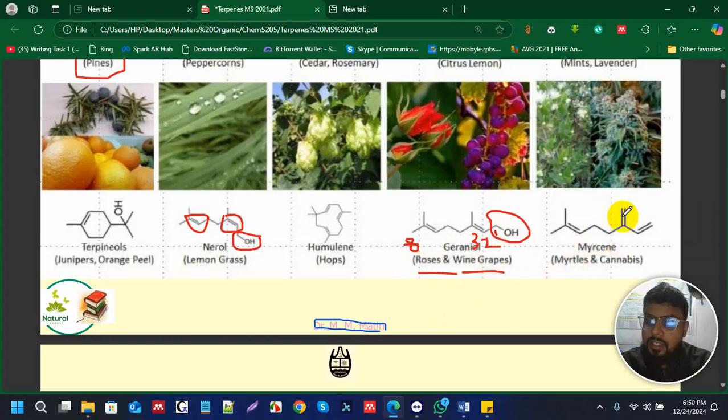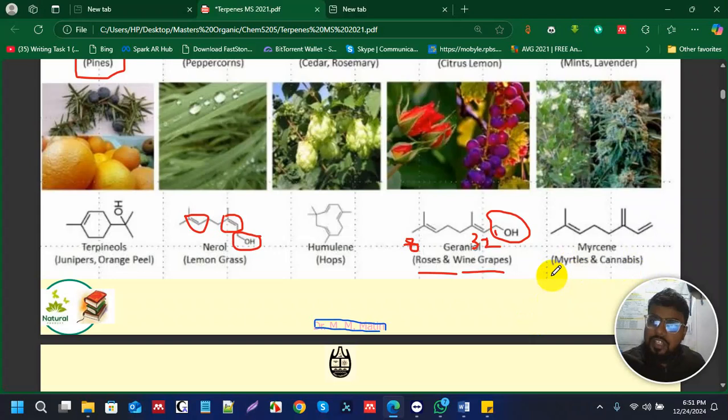Myrcene. This is a compound that contains three double bonds, and it contains a total number of carbons: one, 2, 3, 4, 5, and 1, 2, 3, 4, 5. That means it contains two isoprene units. So we can say that myrcene contains two isoprene units, and it can be extracted from malt, hops, and cannabis plant.